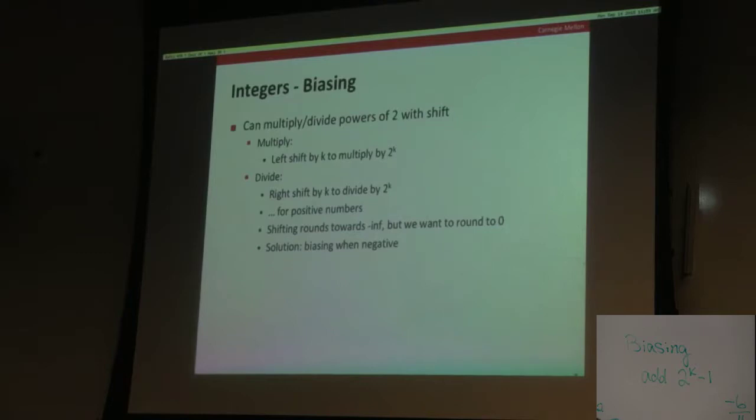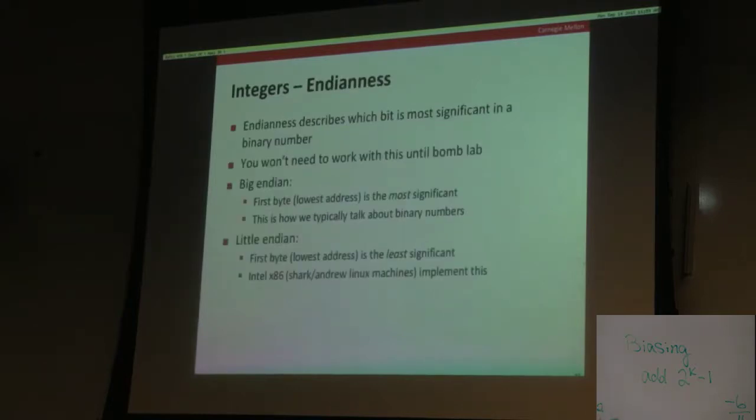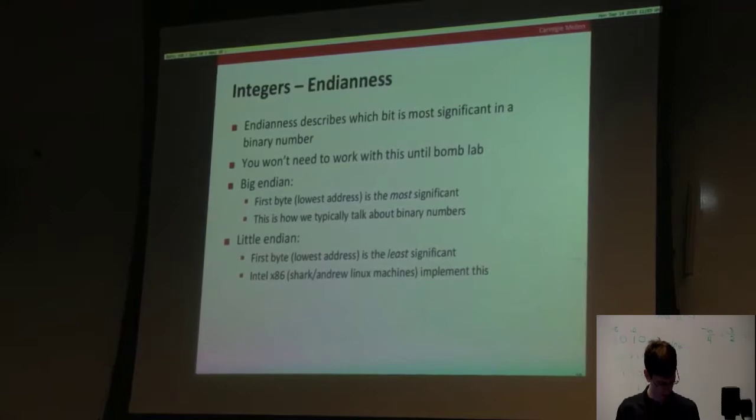So a couple other notes about integers. One of the properties of integers that we care about is endianness. So endianness says, well, which bit is most significant in a binary number? What order are these bits stored in memory? And you don't really need to worry about this quite yet, but very soon, once BombLab is out, it will matter because you'll want to actually make sure you're reading off the bits correctly.